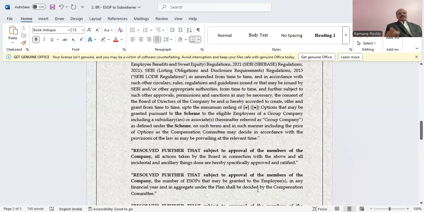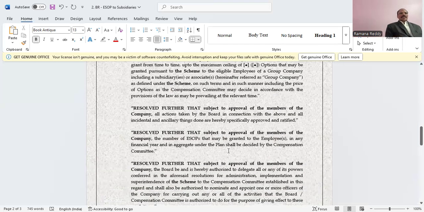Resolve further that subject to approval of the members of the company. Because subject to approval of members, it is mandatory. All actions taken by the board in connection with the above and all incidental and ancillary things done are hereby specifically approved and ratified. So whatever the decisions, actions taken by the board as of now, that is ratified by the members.